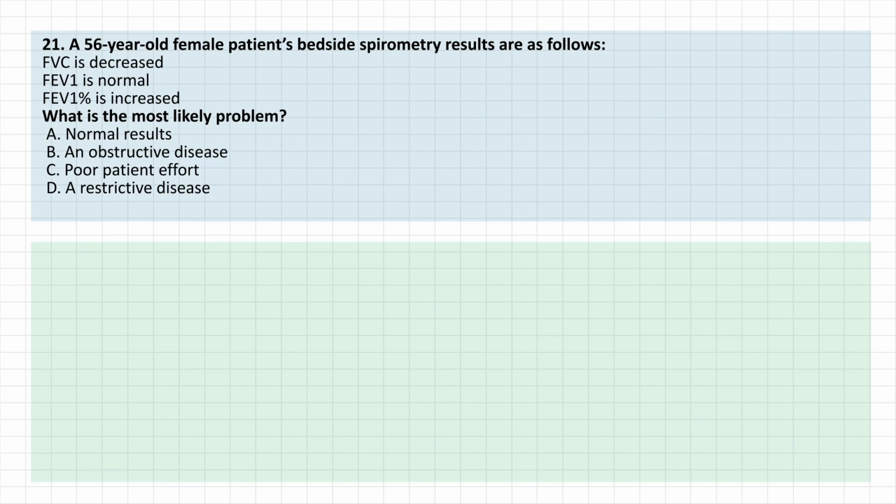21. A 56-year-old female patient's bedside spirometry results are as follows. The FVC is decreased. The FEV1 is normal. The FEV1 percentage is increased. What is the most likely problem? A. Normal results. B. An obstructive disease. C. Poor patient effort. D. A restrictive disease. The correct answer is D.